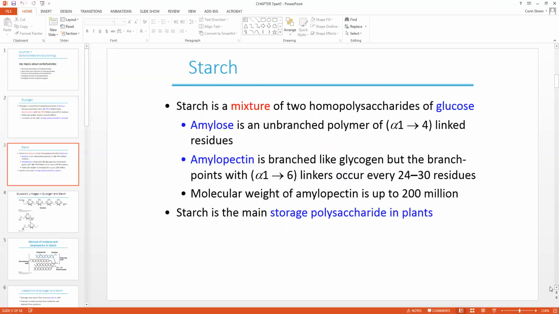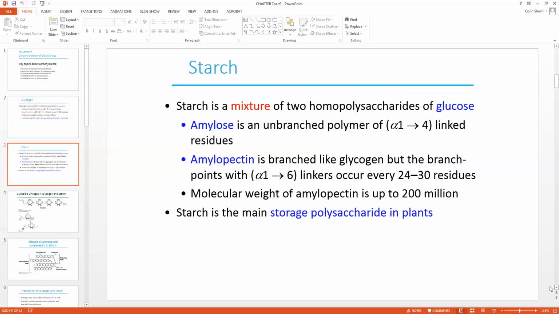If we contrast that with starch, starch is a mixture of two homopolysaccharides of glucose. So amylose is an unbranched polymer of alpha-1,4 linked residues. Amylopectin is actually branched like glycogen, but the branch points with alpha-1,6 linkers occur every 24 to 30 residues. The molecular weight of amylopectin is probably up to about 200 million. And starch is the main storage polysaccharide that we actually see in plants. Notice there's this common motif of repeating disaccharide units.